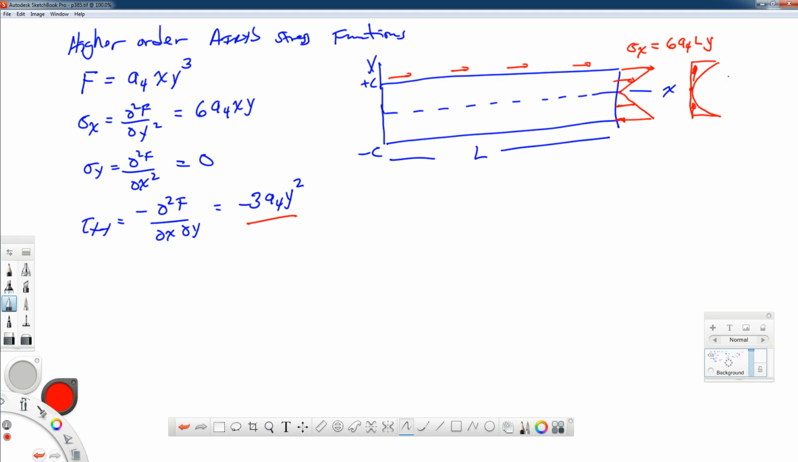So what I'm going to do is I'm going to leave the arrows as I have them here. And I'm going to put this as a minus 3a4y squared. And up on the top, it's going to be equal to a minus 3a4c squared. And down on the bottom, it's going to be a minus 3a4c squared. But to keep this in equilibrium, these will go in this direction. And that value doesn't depend on x. So everywhere in that beam has the same parabolic shear stress distribution. That looks something like that.